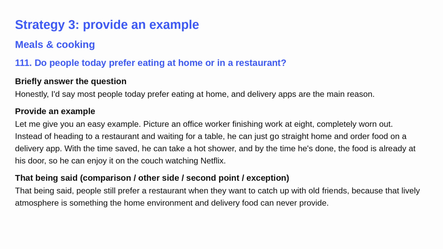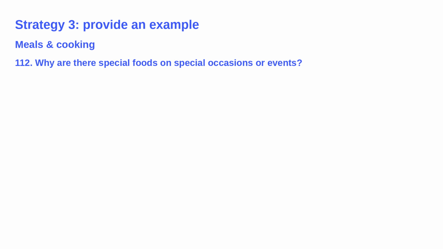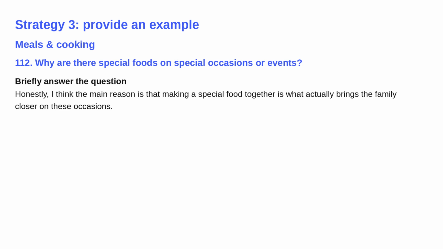That being said, people still prefer a restaurant when they want to catch up with old friends, because that lively atmosphere is something the home environment and delivery food can never provide. Why are there special foods on special occasions or events? Honestly, I think the main reason is that making a special food together is what actually brings the family closer on these occasions.